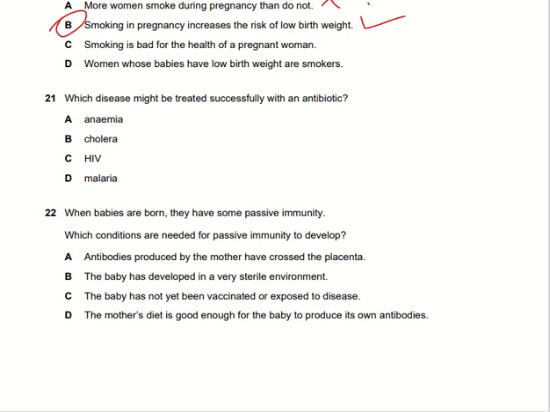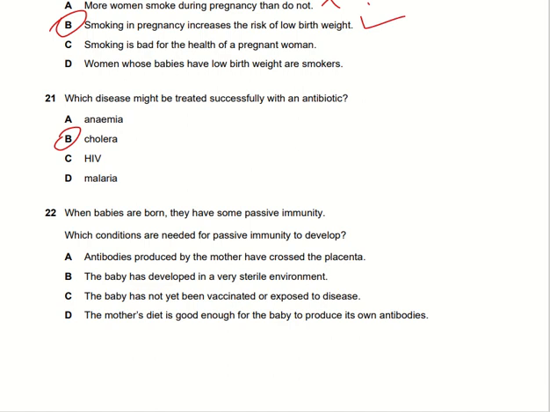So let's start. Which disease might be treated successfully with the antibiotic? Anemia and cholera, HIV and malaria. Anemia is a blood disease and no antibiotic can be made for it. Antibiotic is made just for diseases which are caused by bacteria. So among these diseases, cholera is the only disease caused by bacteria, so it can be treated with antibiotic. Anemia is a blood disease, HIV is a viral disease, and malaria is a parasitic disease. So only cholera is a bacterial disease, so it can only be treated with the antibiotic.